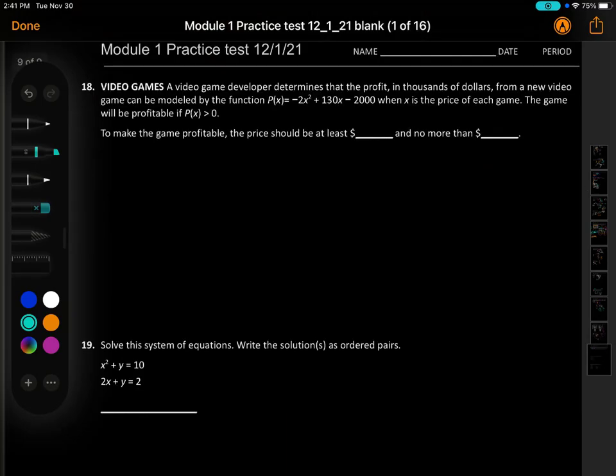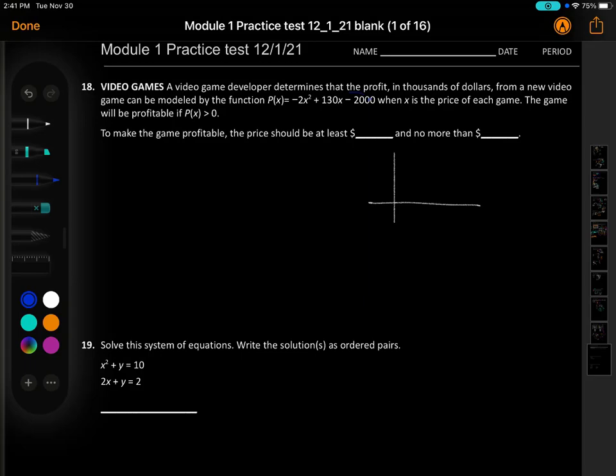All right, last page. Video games. A developer determines that the profit in thousands from a new video game can be modeled by the function p of x equals that, where x is the price of the game. The game will be profitable if p of x is greater than or equal to 0. To make the game profitable, it should be at least and no more than what? Okay, so all we have to do is just solve it. You know, quick visual. Pretty bad game.